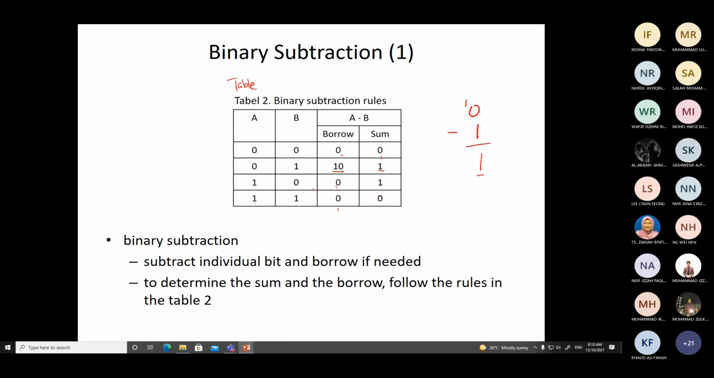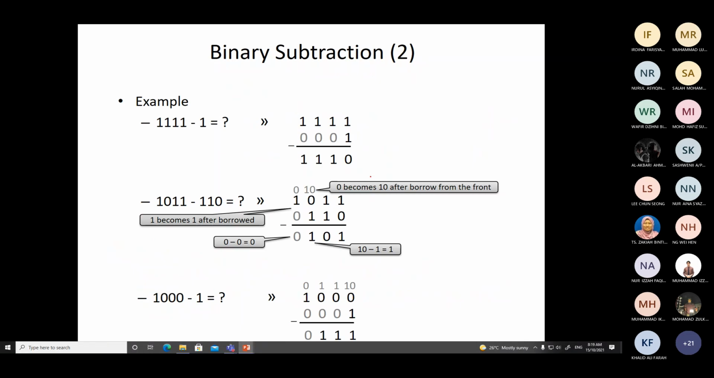So for binary subtraction, subtract the individual bits and borrow if needed. If the value at the top is not enough to subtract the value at the bottom, you need to borrow. To determine the sum and the borrow, follow the rules in table 2. When you borrow, it will become 10 base 2, which is 2 in decimal. Right, so this is an example.